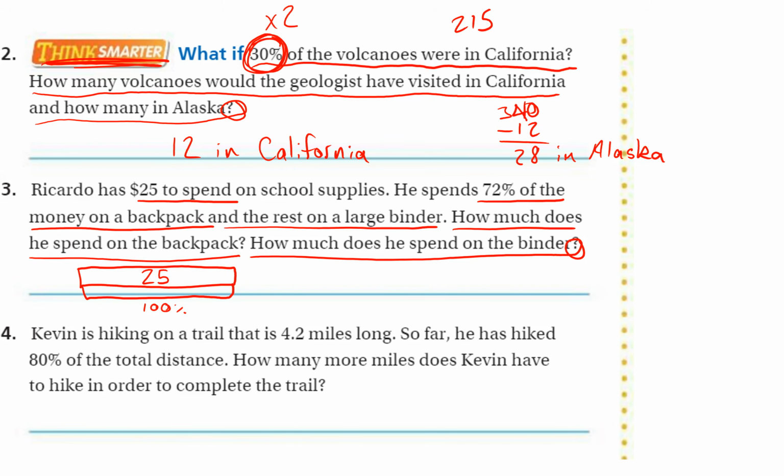Okay. And then 72% would be how much he spends on the backpack. That's the number we don't know. And the rest would be how much he spends on the binder. Okay, so first we need to find out what 1% would be. So 1% of 25.